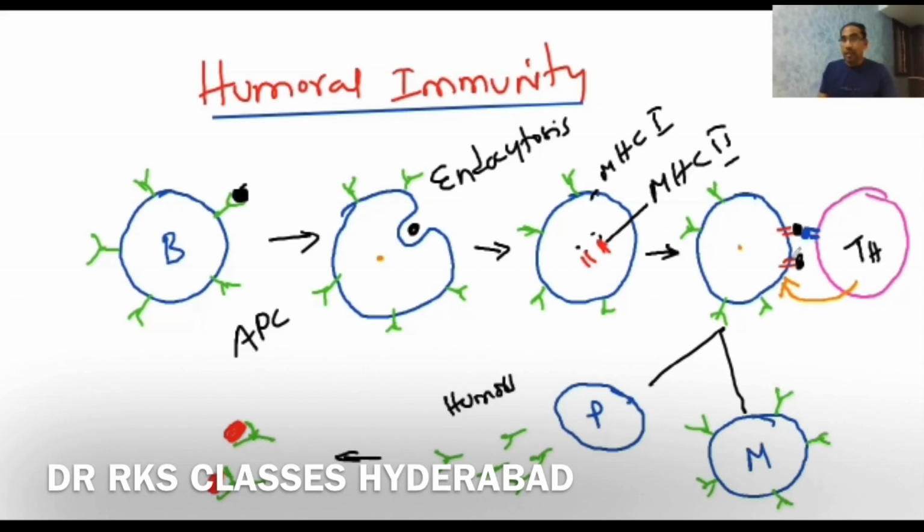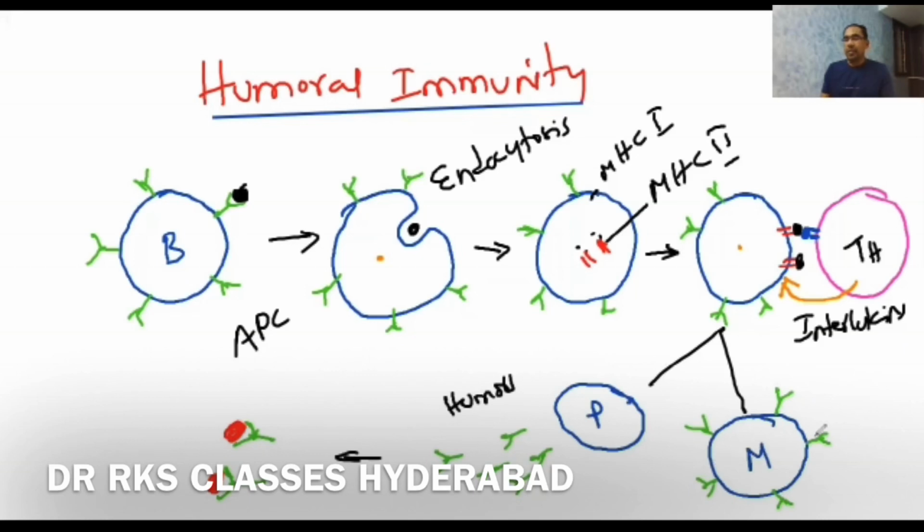TH generally recognizes the antigenic peptide with the help of its receptor, and with this recognition, TH undergoes activation. The activated TH releases interleukins. Now these interleukins stimulate the B cell. The activated B cell divides into memory and plasma cells. It can divide repeatedly to form a number of copies.